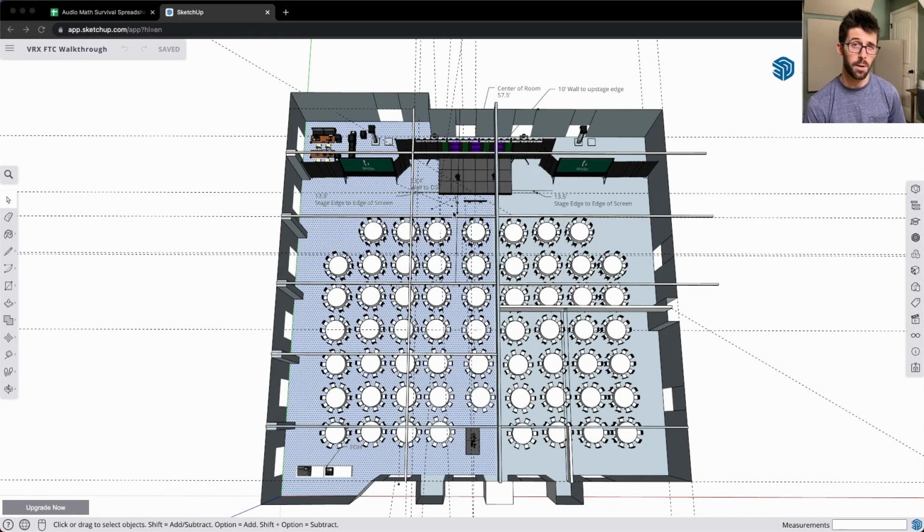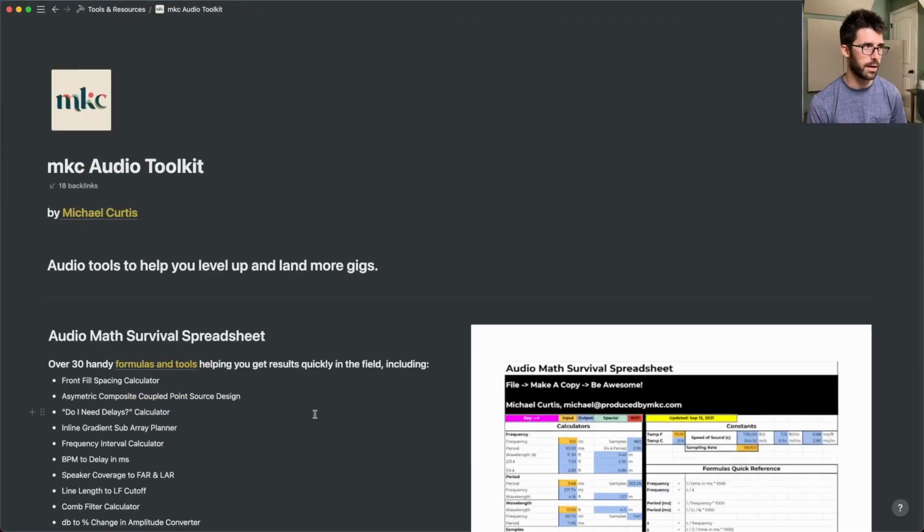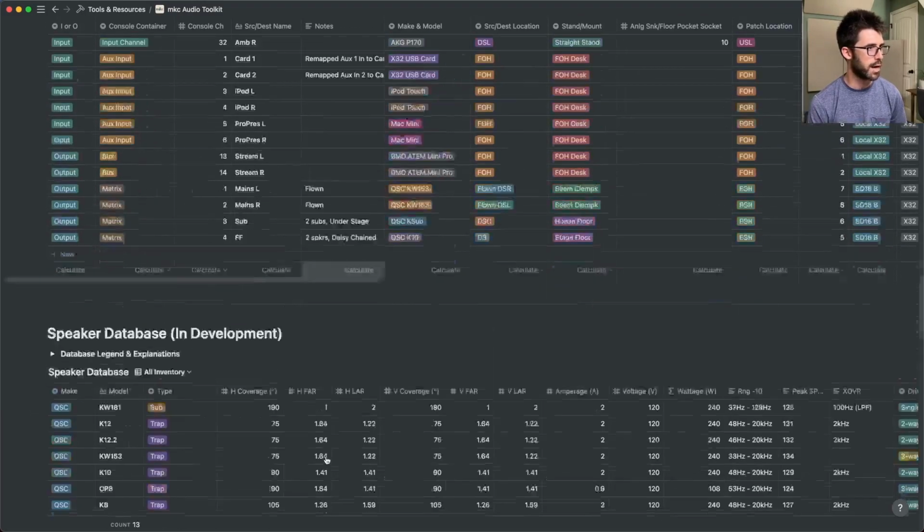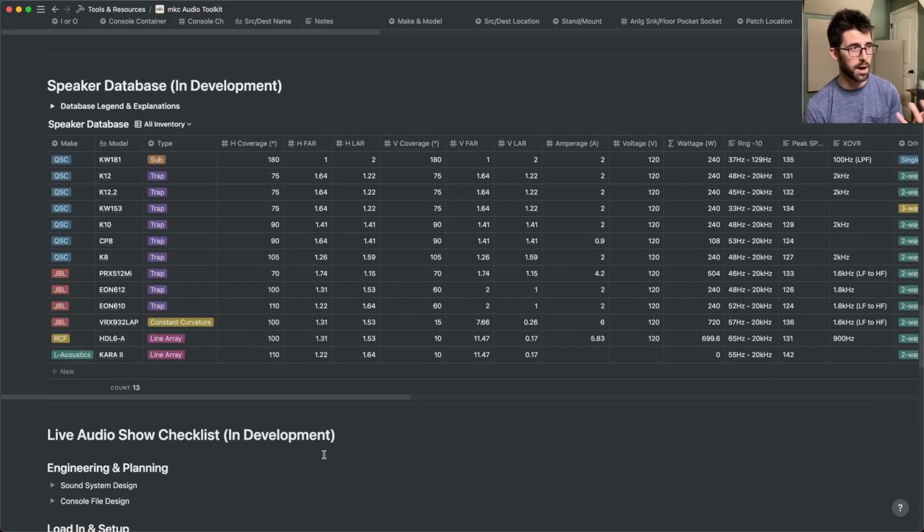Okay, so that firms up our placement of the PA. We still have to figure out aim and coverage and stuff, but let's take a little bit closer look at the actual speakers we have in their particular coverage areas. So in my MKC audio toolkit, if we scroll down, which you'll get with my Audio Master Survival spreadsheet, is my speaker database. So these are speakers I use all the time and just wanted to have a common set of data to work with. And these are the specs I need to look at.